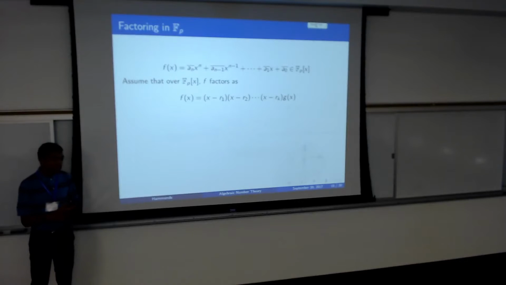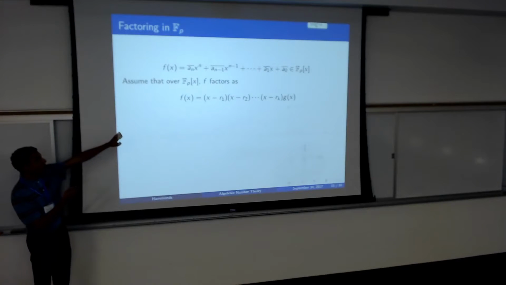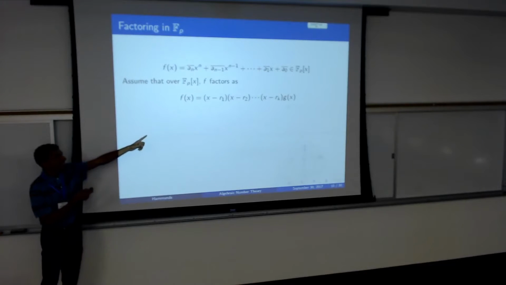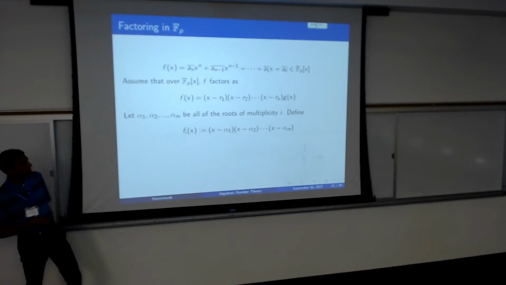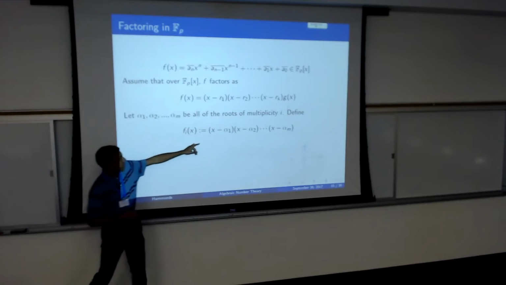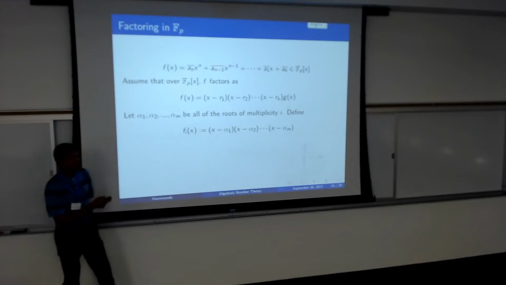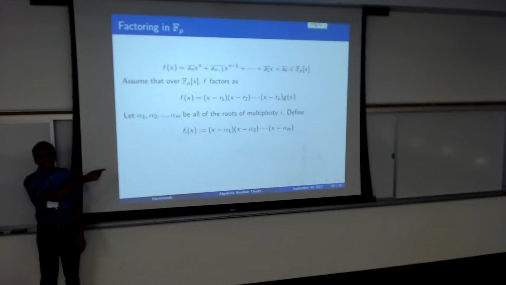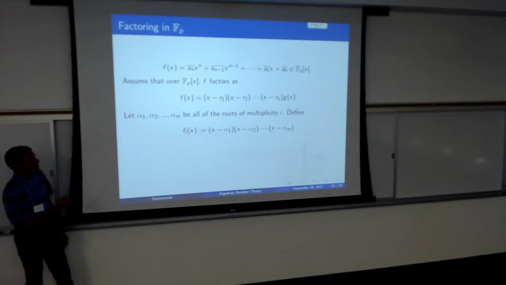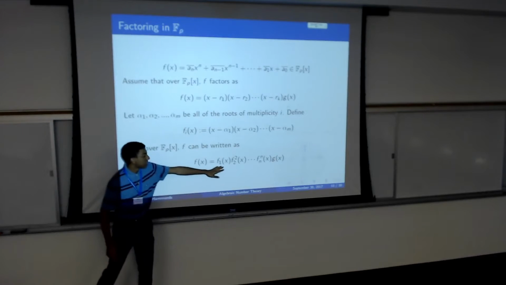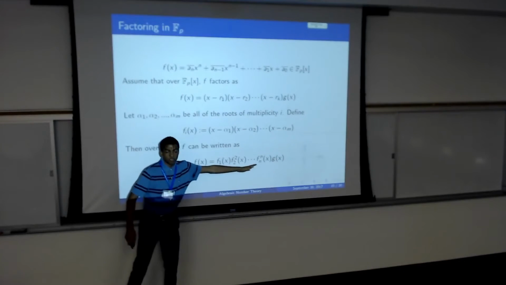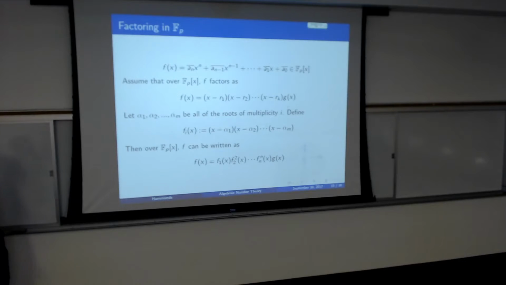So one assumption we're going to make is that over F_p adjoin x we can factor f like this. Then let alpha 1 through alpha m be all the roots of multiplicity i. Then we define f_i to be the polynomial where we take all the roots of multiplicity i and write them as linear factors. In total we can write f as a product of the linear factors of the roots of multiplicity 1, then multiplicity 2, and so on until you run out, and then you just have some junk on the end. If we have no roots of multiplicity i, you just define f_i to be 1.